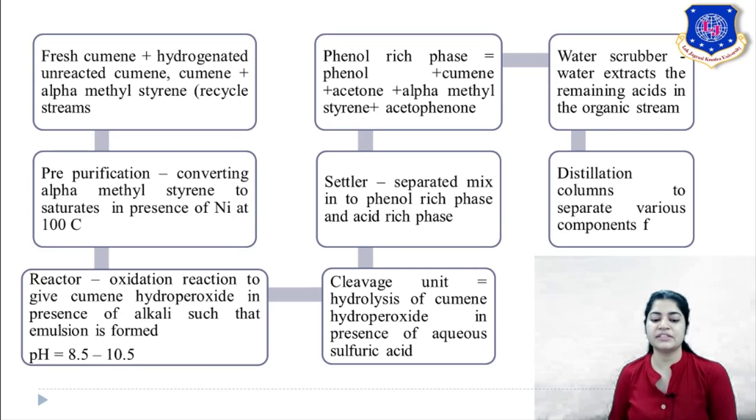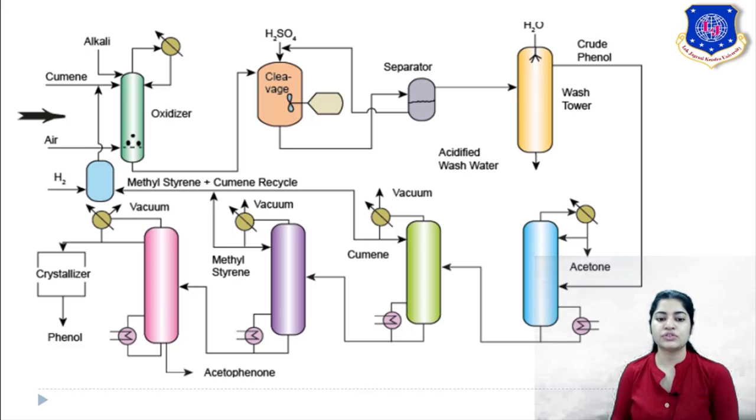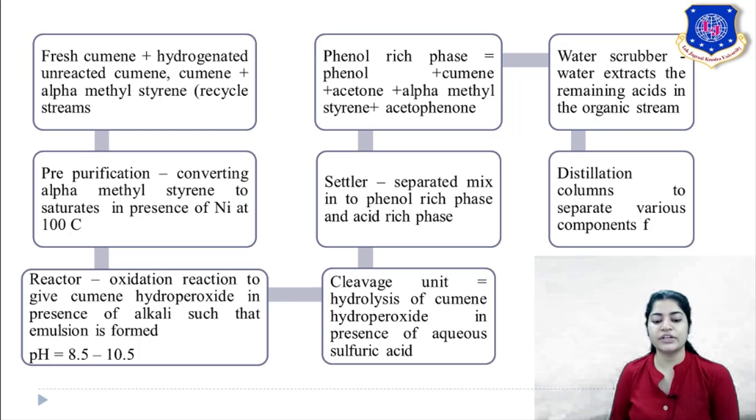The next step is the cleavage unit. What is this unit? In this unit, hydrolysis occurs, so you can say it is a hydrolyzer. Here H2SO4 is added, and in the presence of aqueous sulfuric acid you carry out the hydrolysis reaction. This reaction mixture is then sent to a settler, where separate phases are formed.